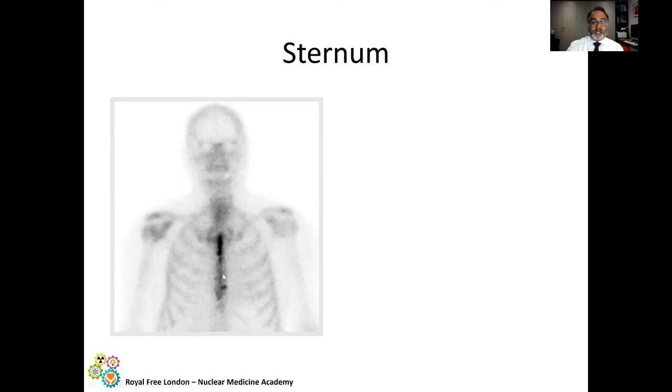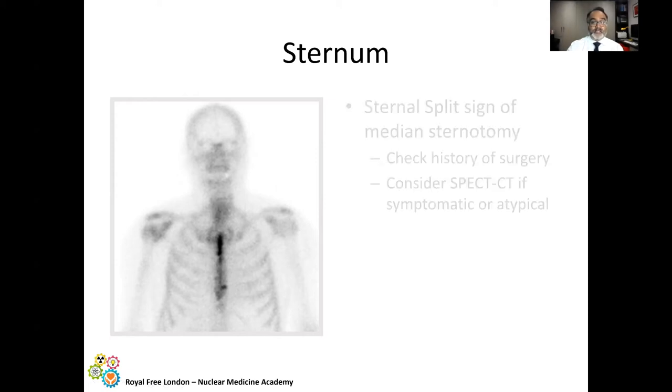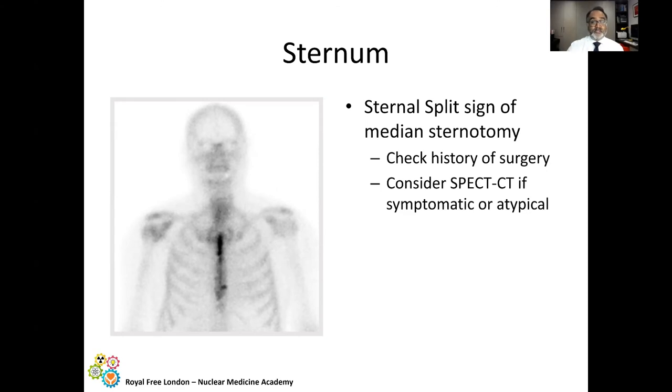In this patient you can see there's linear abnormal uptake in the sternum. It's very focal. Don't mistake this for metastatic disease. This is due to a median sternotomy, so this patient has had previous cardiac bypass surgery. If you see this kind of abnormal uptake in the sternum, please go back and check with the patient if they've had any history of surgery. You can see uptake in the sternum for months to even years after surgery, so it's worth making a note of that separately if you see this.